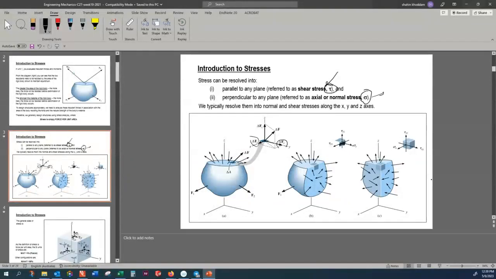And in either case, these are force divided by area. But when do you use tau? That is when force and area are coplanar. And when the force is perpendicular to the area, the symbol sigma is used. This is called the normal stress. Tau is the shear stress, sigma is the normal stress. Of course, this is the most general three-dimensional case.